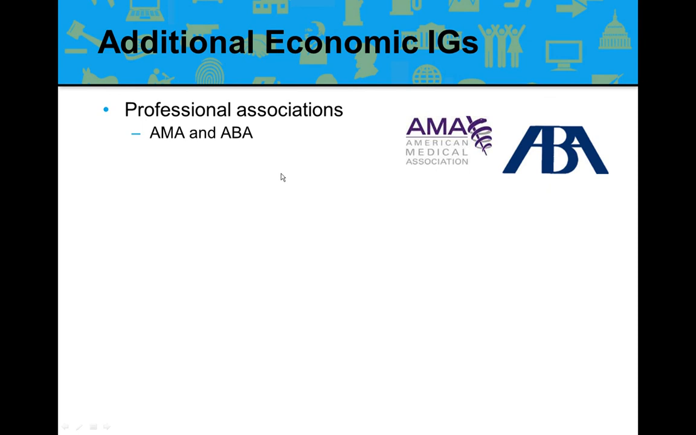So if you're a professional, if you become a lawyer, you're probably going to join the ABA, and if you're going to be a doctor, you're probably going to join the AMA. As a professional, as an academic, I'm a member of the American Political Science Association. So professional associations, you pay dues and you get some benefits.